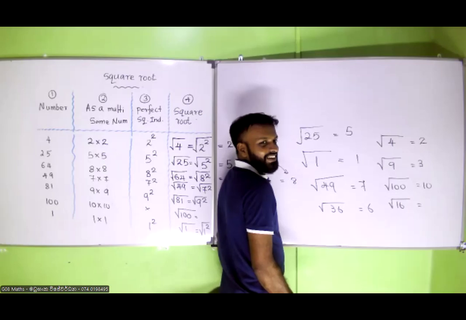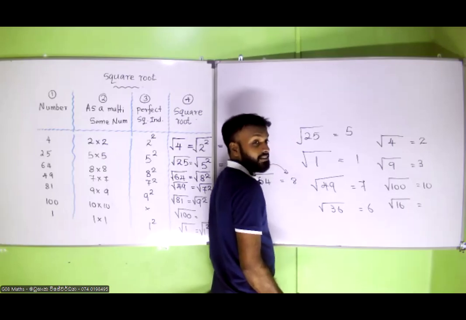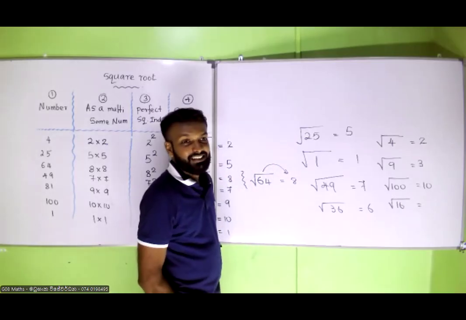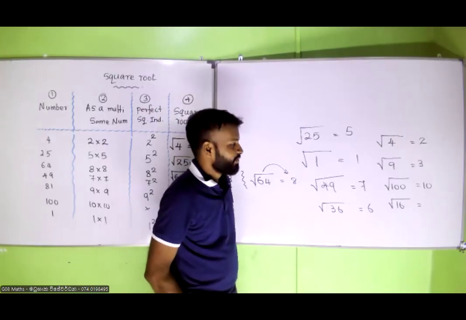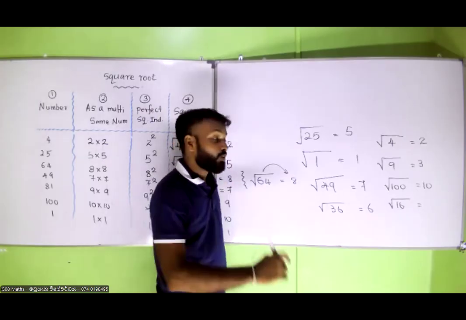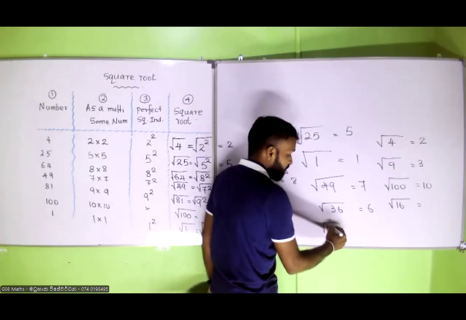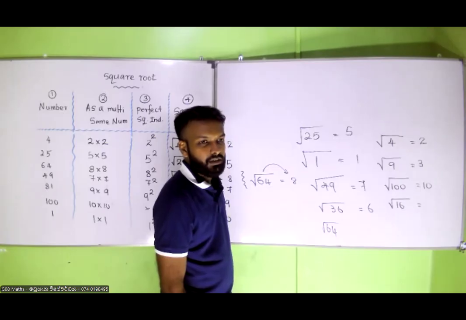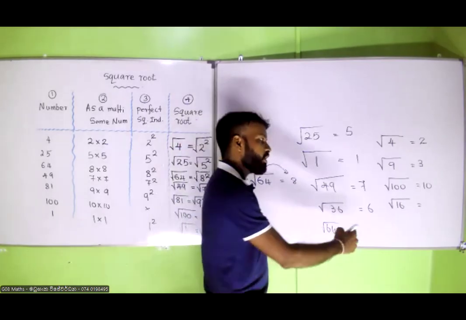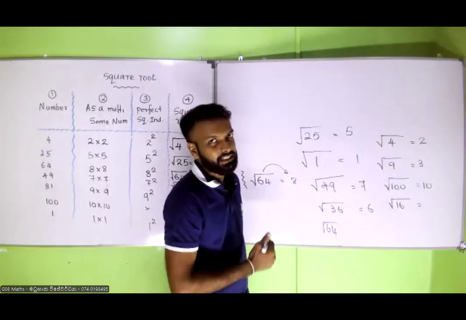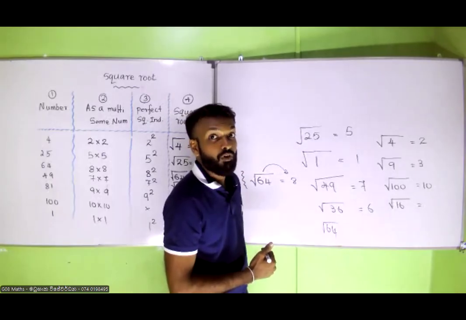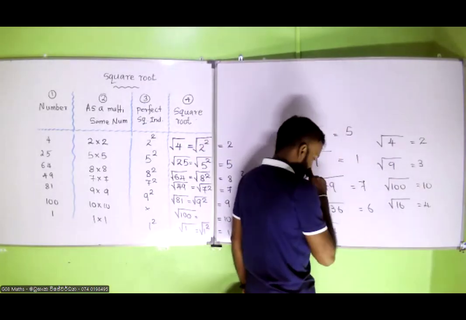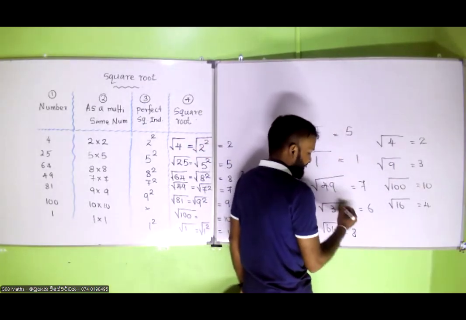8, no? 8 means what? Square root of 16, again 8? No, square root of 64. What is the square root of 64? Is it 4? No. 64 is 8. Then the square root of 16 is 4. It takes a little while to remember. Square root of 16 is 4. Square root of 64 is 8.